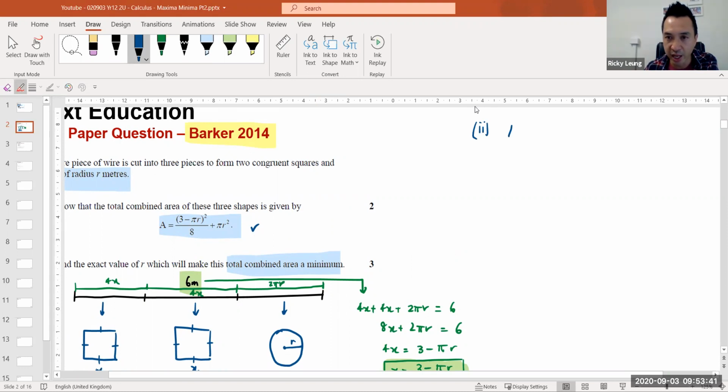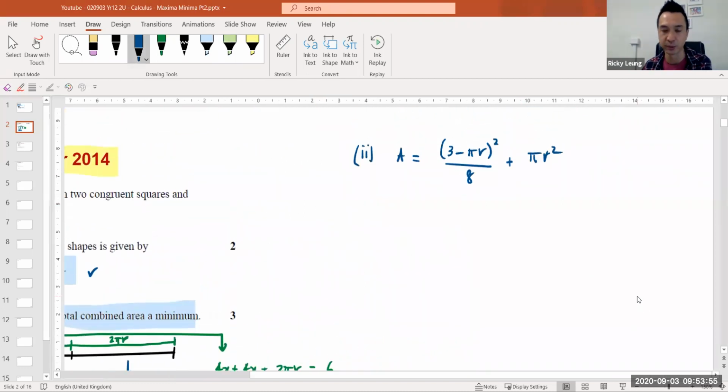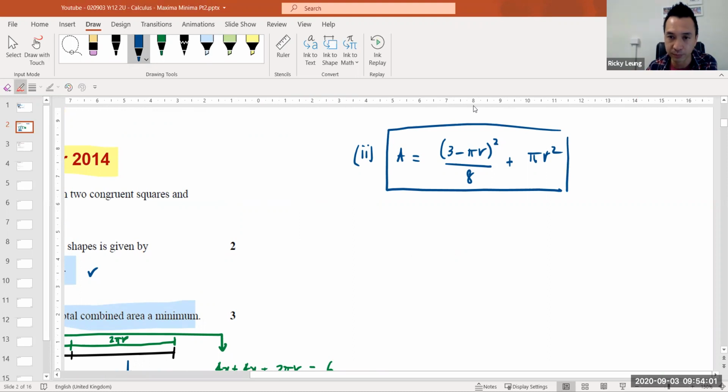I have the area looking like (3 minus pi r) squared all over 8 plus pi r squared. All right, let's do this. So differentiate, solve, test for max min, and then answer the question. So I'll start off with this guy, which is where I ended in part 1. Now, what's the best way? Let's just differentiate it as it stands. So dA/dr. Now that's chain rule, bring down the 2.